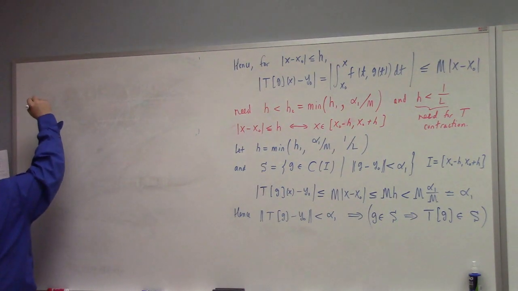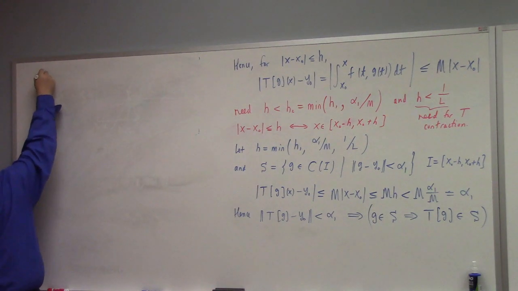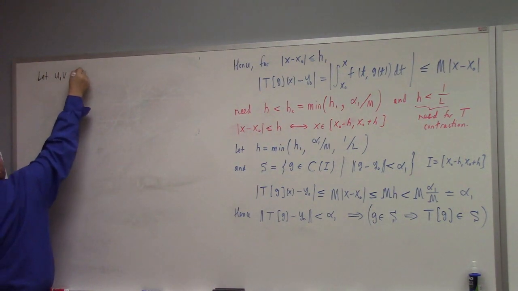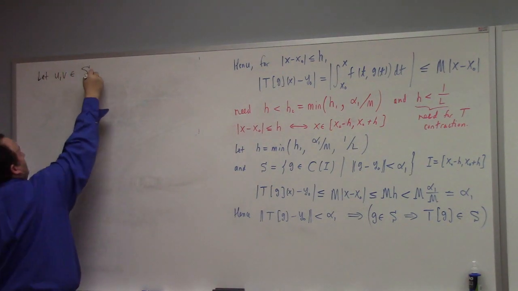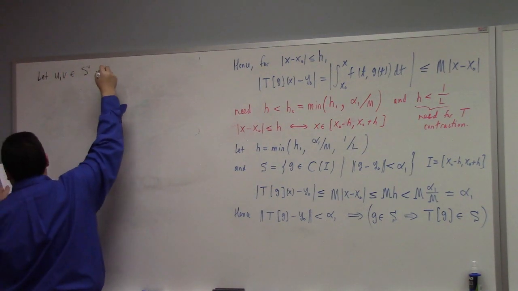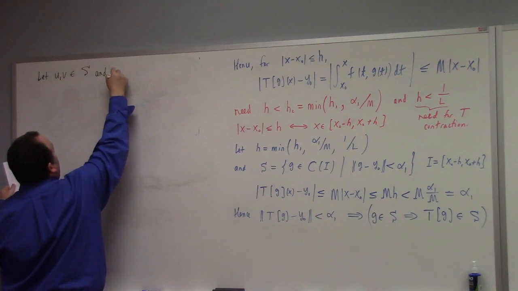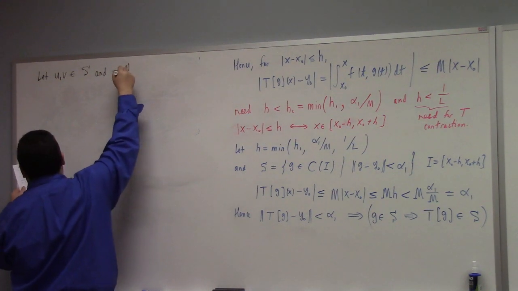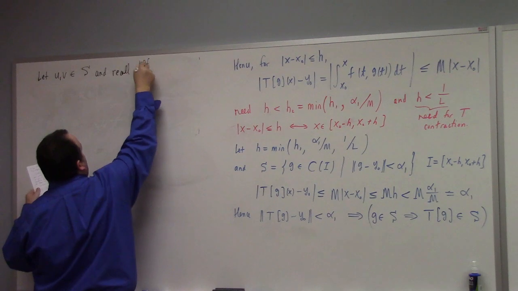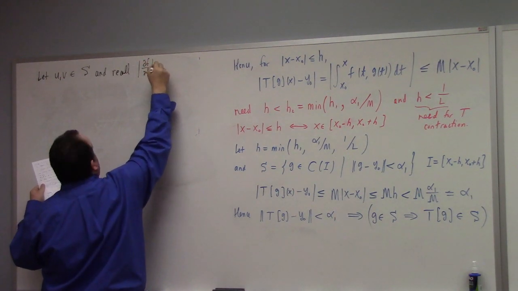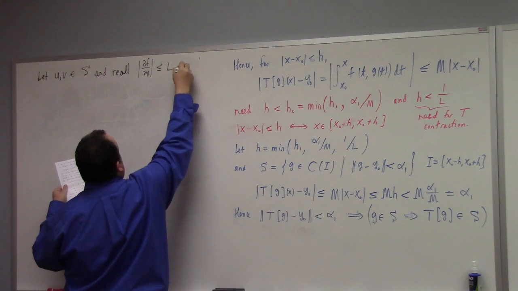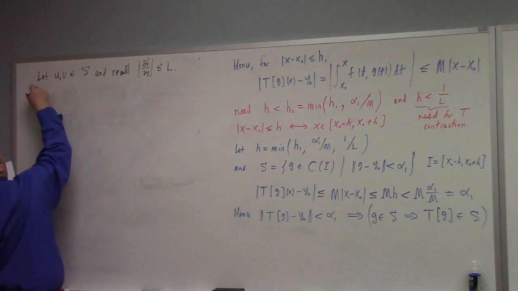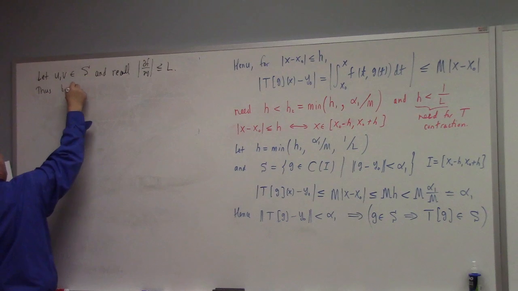All right, so we want to prove T is a contraction. We'll let u and v be functions in S. And recall that we have partial f, partial y less than or equal to L. Thus, by MVT, mean value theorem.